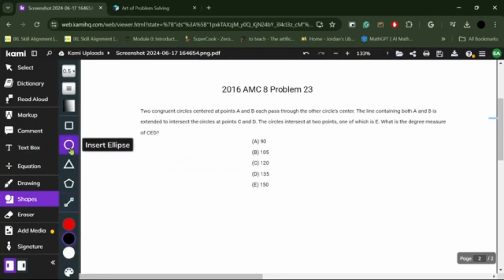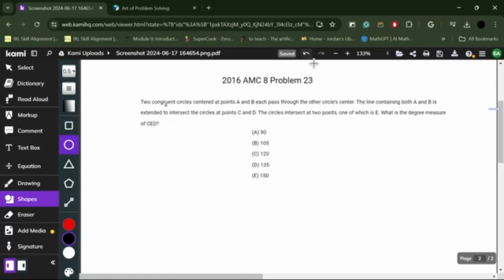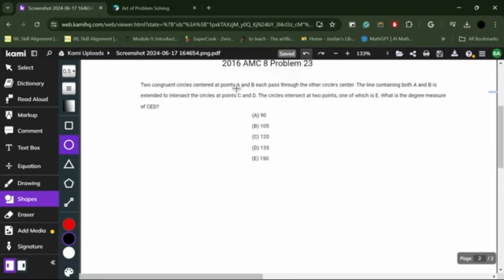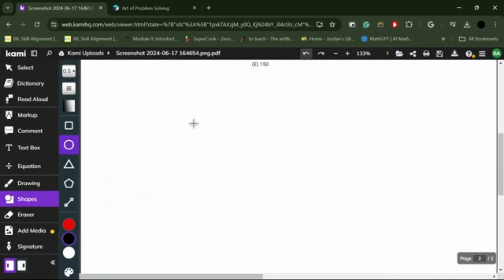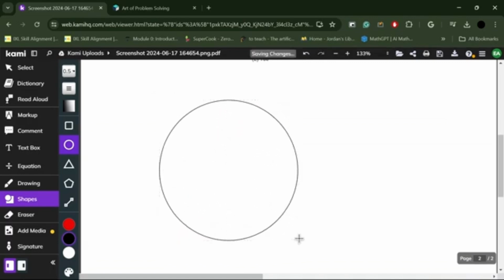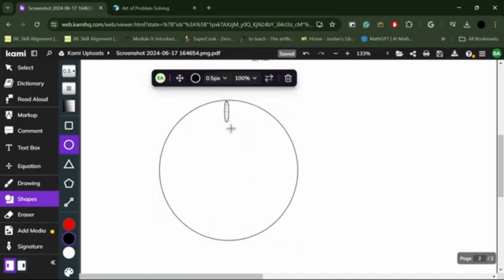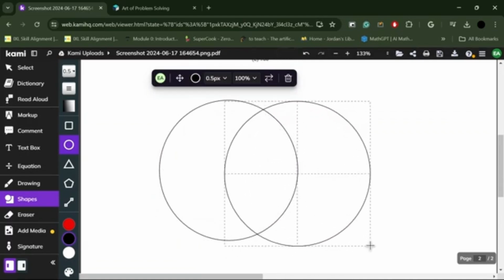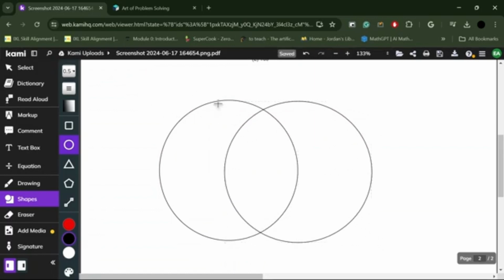So, we're going to draw it out. I'm going to draw two circles because it says they're centered at points A and B. Since they pass through the other center, we can go ahead and draw one here, and draw one here. Make sure they're equal.